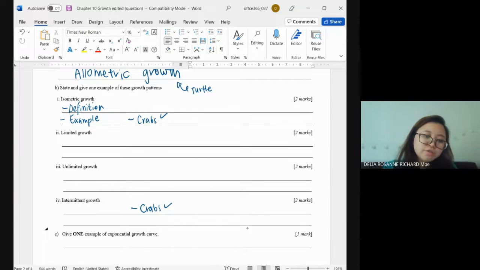Yes, you can just use other examples. Yeah, for this one, you can use like fish or whatever. Fish is the easiest one. You don't even have to tell the species of the fish. Okay.